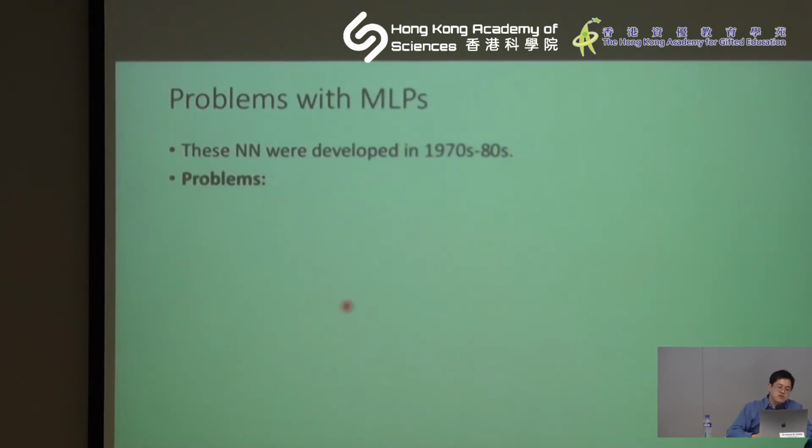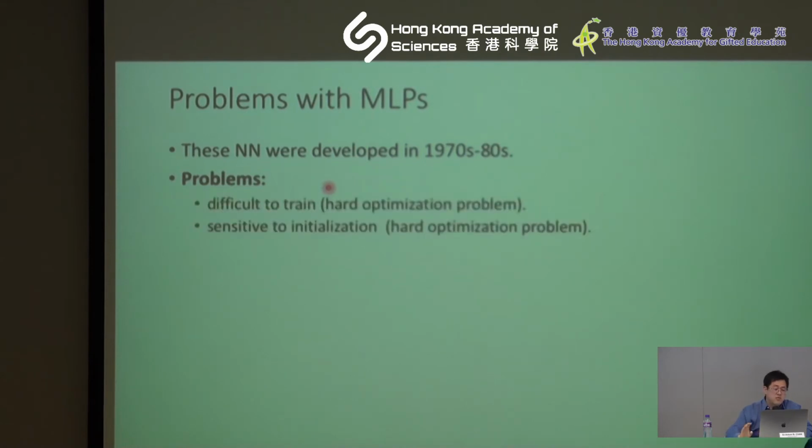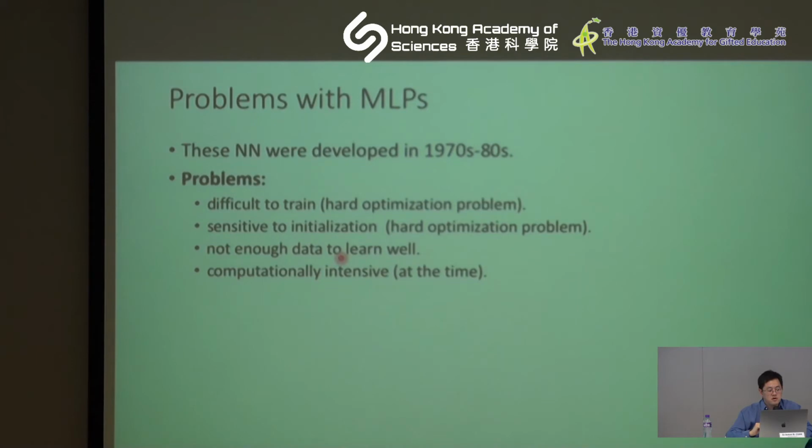These neural networks were developed in the 70s and the 80s. The original perceptron unit was actually in the 50s and 60s. The problem is that, as I said, it's very difficult to train. It's a very hard optimization problem, and it's very sensitive to where you started in the gradient descent, the initial solution you had. We also didn't have enough data at the time, and it's also very computationally intensive.